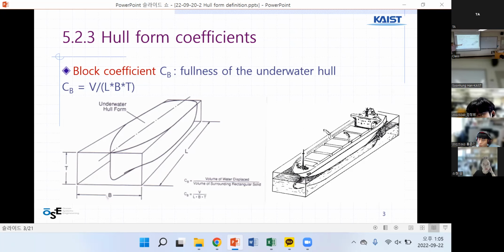This kind of ship is say 0.7, something like that. A Navy ship is very slim, 0.5, something like that, because they need to run faster. But cargo ships usually have a full hull, they say fullness of the underwater. V is a volume, not speed.